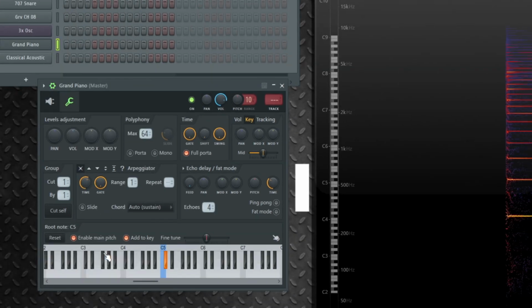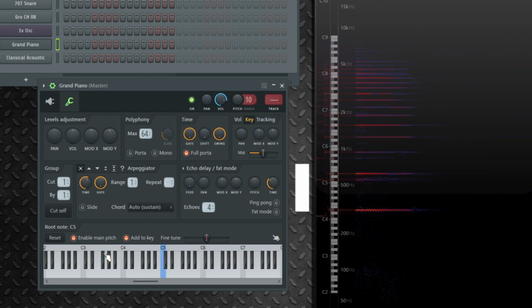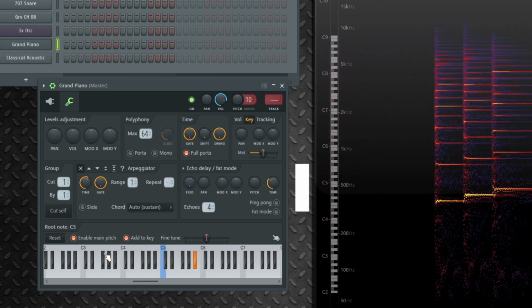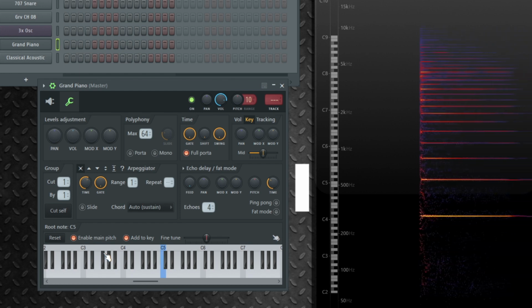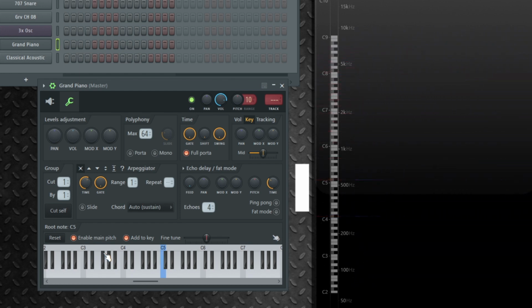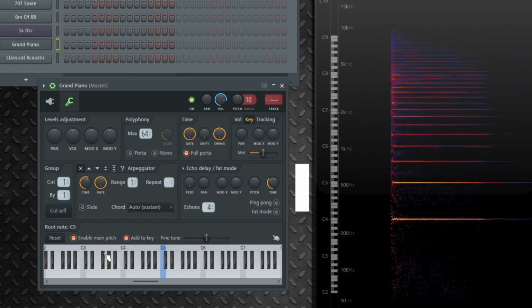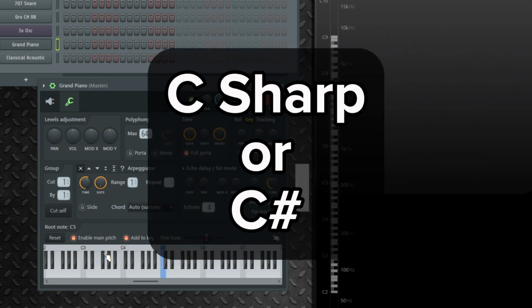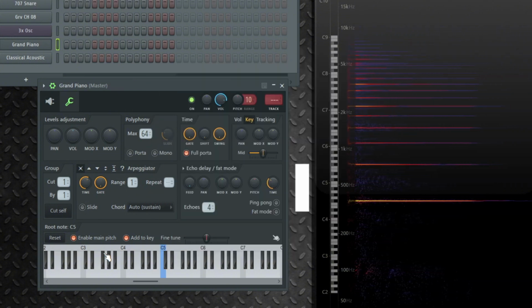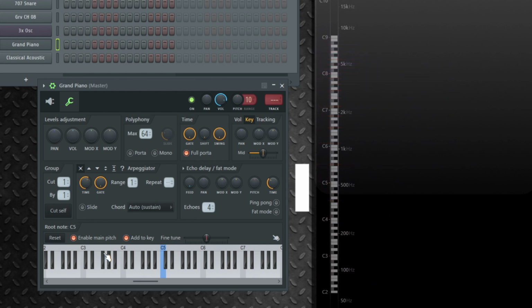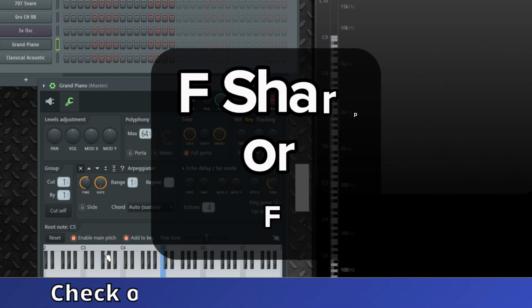The black keys do not have names by themselves. The black keys inherit their name according to the white keys they are next to. The first black note is immediately to the right of the C note. Therefore, it is called C sharp. This other note, for example, is immediately to the right of F, therefore it's called F sharp.